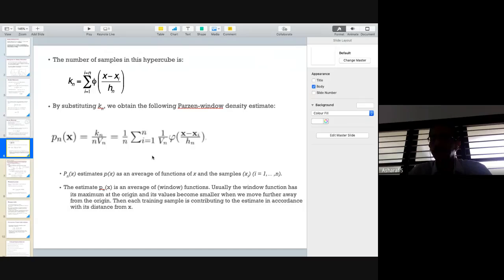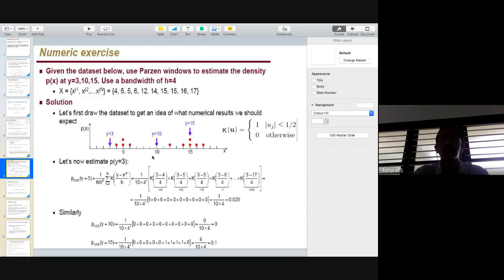Pn of x estimates p of x as the average of functions of x at samples 1 to n; the estimate is an average over the window functions. Usually the window function has its maximum at the origin, and values become smaller and smaller as it goes away from the origin. I'll show you an example using a normal Gaussian function as the windowing function. Let's see a numeric example. This will make your life a little easier.